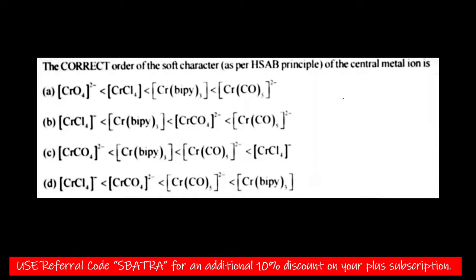Central metal is chromium. Okay, we have four complexes of chromium. So this is 2 minus, this is a minus, and this would be 2 minus.